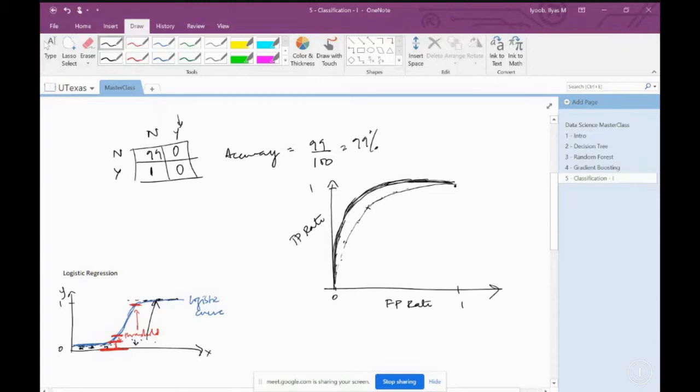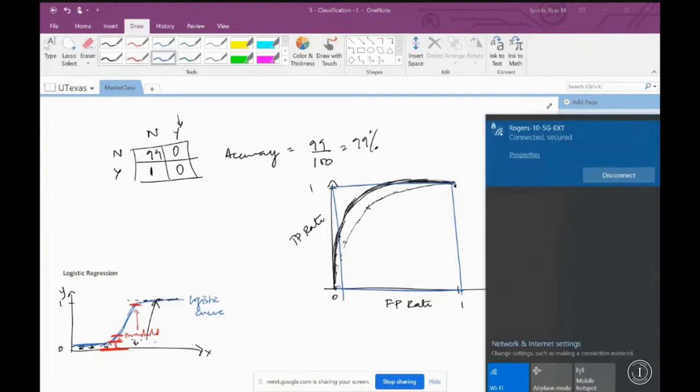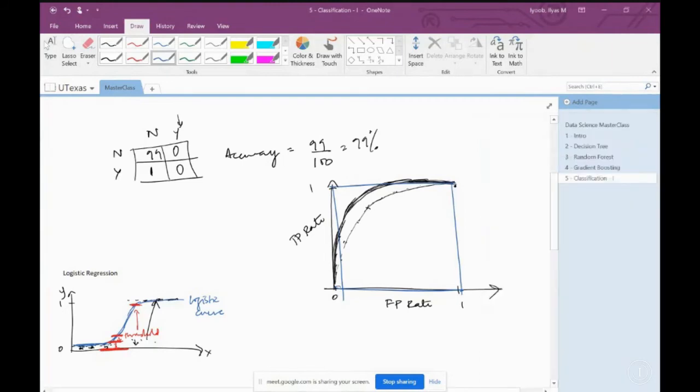But how do you mathematically capture that? So what we do is that if you look at this as a square, the area of the square is 1 times 1, right? Which is 1. So if we looked at the area under this curve, the closer that area is to a value of 1, that means it is able to get a good and nice high true positive rate without increasing the false positives much.